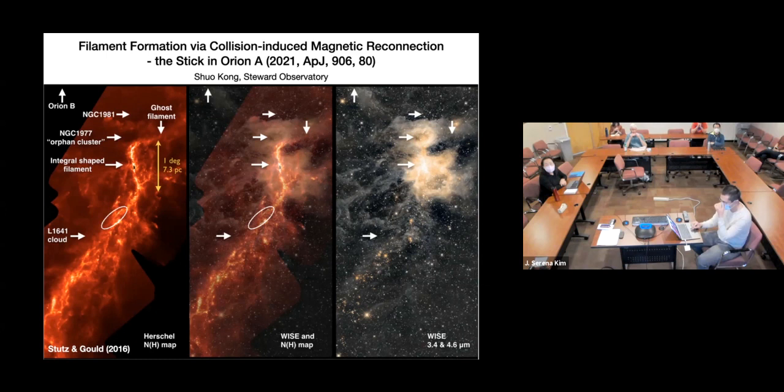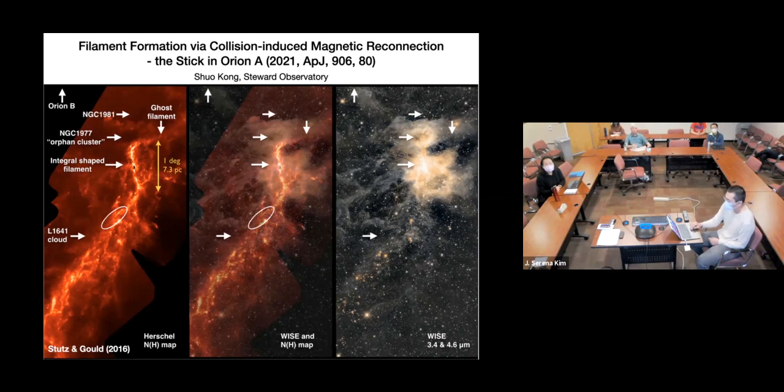So the images here show the Herschel view and Y's view of the Orion A giant molecular cloud, and you can clearly see there are many filamentary structures in the cloud, which you don't normally see when you look at, for example, near infrared or molecular, like low resolution molecular line data.